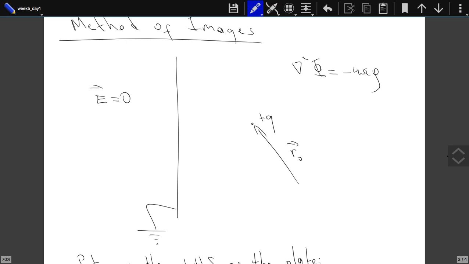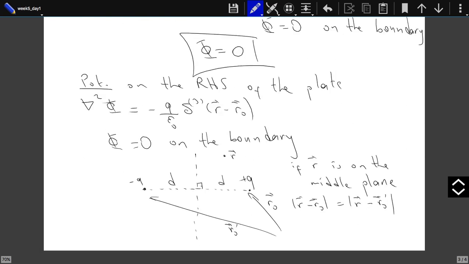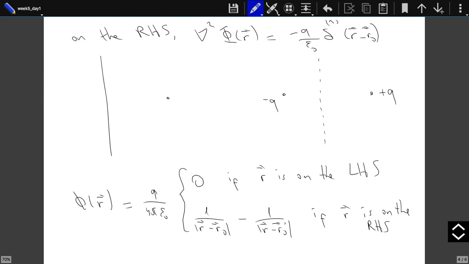Yes. We are saying that this system and the dipole system are identical on the right-hand side. Not on the left-hand side, but on the right-hand side they are identical. What do you mean?